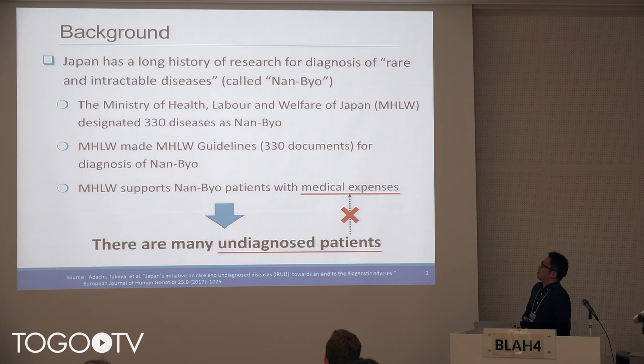Japan has a long history of research for diagnosis of rare and intractable disease. We called them Nanbyo. The Ministry of Health, Labor and Welfare of Japan designated 330 diseases as Nanbyo. MHLW made guidelines for diagnosis of Nanbyo and supports Nanbyo patients with medical expenses. But there are many undiagnosed patients, so they can not receive the support of medical expenses.